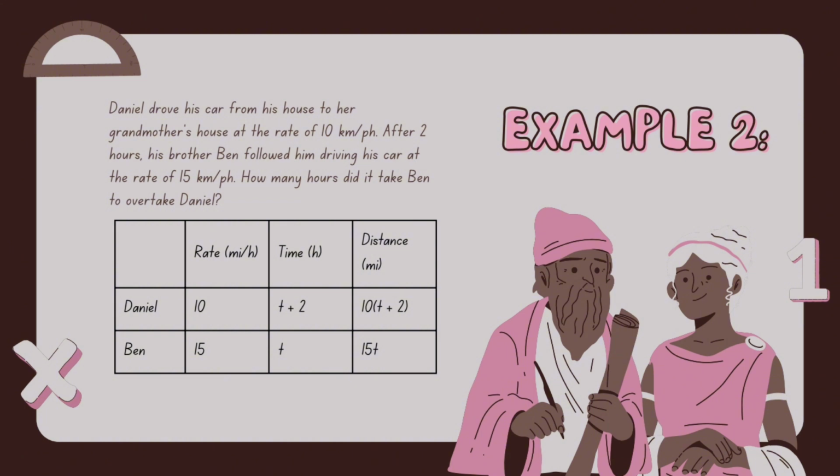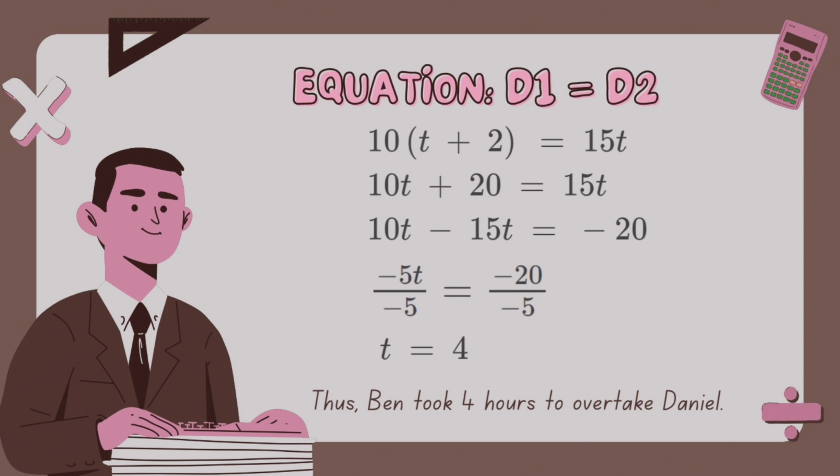To determine how many hours it took Ben to overtake Daniel, we need to find the time at which their distances are equal. The formula for distance is distance equals rate times time. For Daniel, the distance is 10 km per hour times t plus 2 hours. For Ben, the distance is 15 km per hour times t. Since we want to find the time where their distances are equal, we can set these two equations equal to each other.